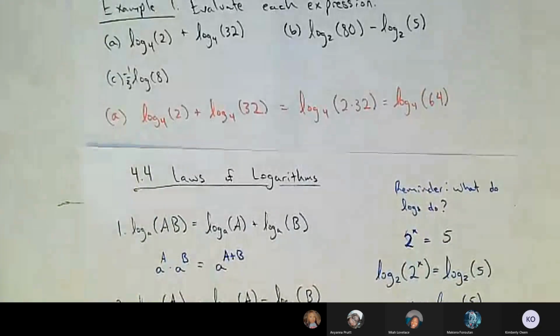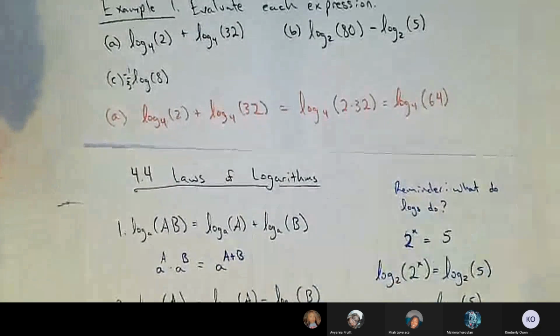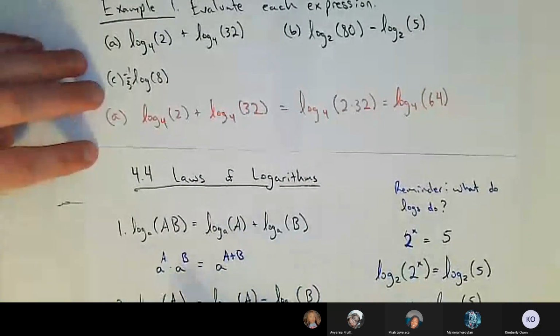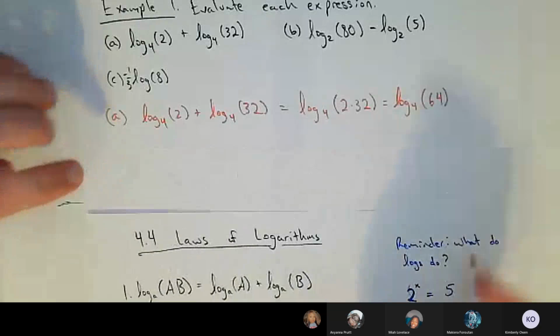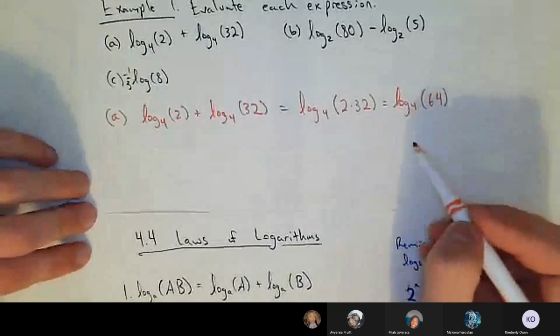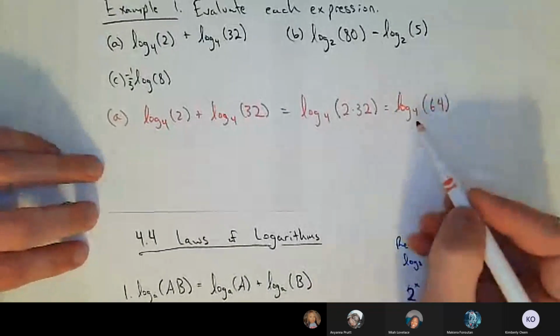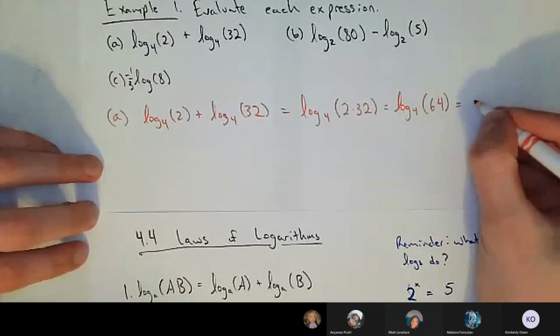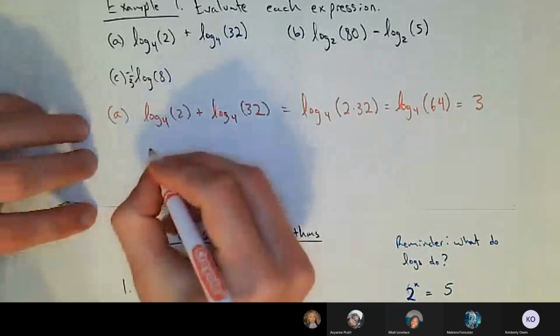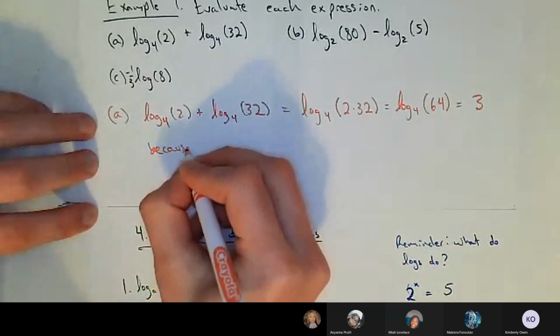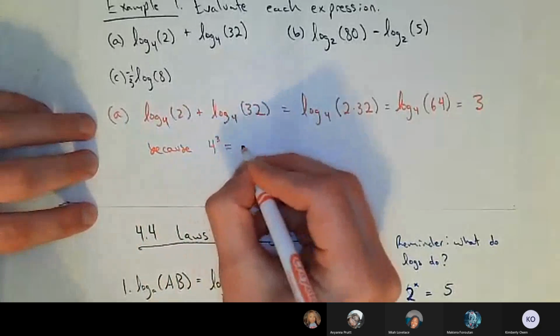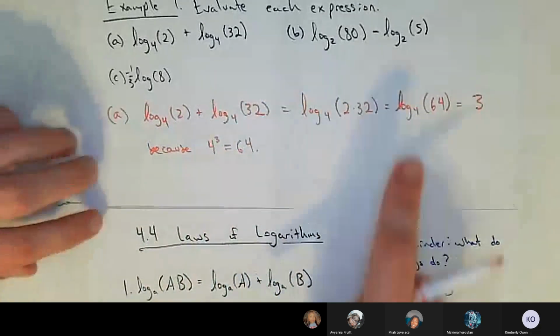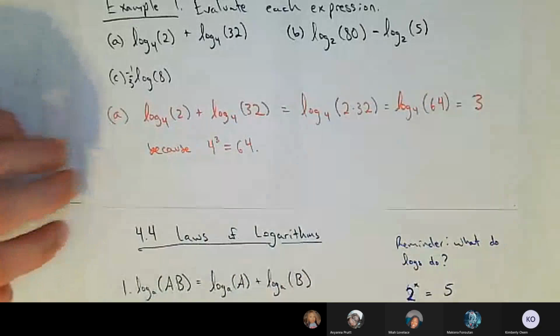And now this is going to evaluate to a nice whole number, because what number do you have to raise 4 to get 64? Remember, that's the question this log is asking. What number do you have to raise 4 to get 64? And once we think about that for a bit, we'll remember that 4 cubed is 64, so this answer is 3. I'll say because 4 cubed is equal to 64. That's why log base 4 of 64 is equal to 3.